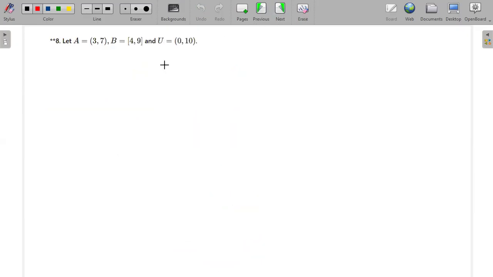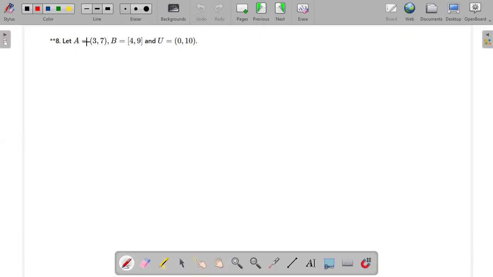Okay, look at number 8. Number 8, they're saying set A is 3 to 7, where 3 and 7 are not included. B is from 4 to 9. And then the universal set is from 0 to 10. So what's the question here?